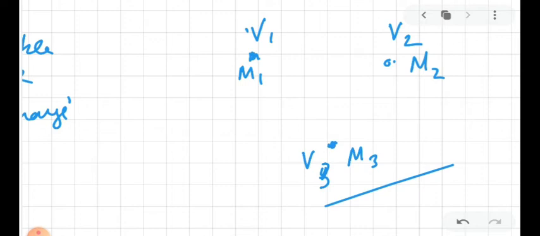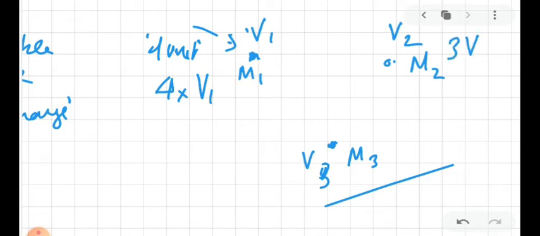What about if you had 4 units of charge and you wanted to keep them here from infinity? Every time I'm bringing the charge units, I'm bringing them from infinity. So if there is 4 units of charge, to keep it at m1, the energy required would be 4 times v1, because 1 unit requires v1, so 4 units would require 4 times v1. And here, if you had 3 units, you would require a total of 3 v2, and if we wanted to bring 2 units of charge, it would require 2 v3. That's what it means.